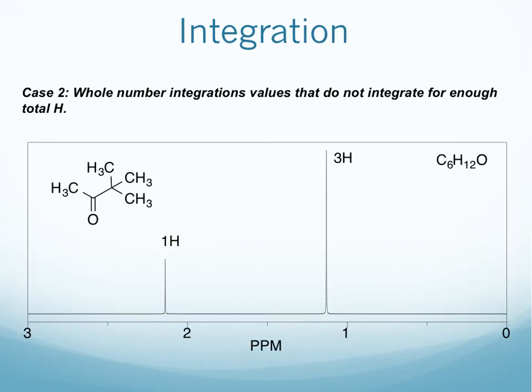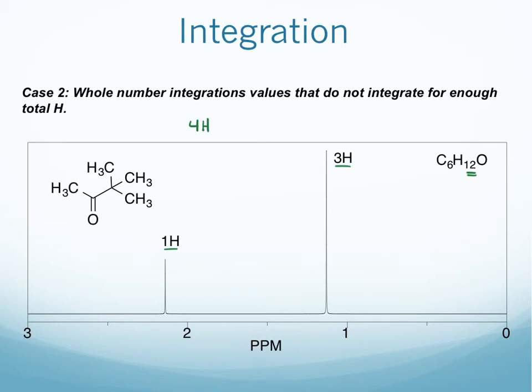In this second case, you're given whole number integration values like 1H and 3H, but they don't integrate for enough total hydrogen. So let's even assume you don't know what the structure is, but maybe from some other data you have the molecular formula. And we know that we need a total of 12 hydrogen. Well, if you add up the number of hydrogen in the spectrum, we have 1 hydrogen plus 3 hydrogen. This spectrum only integrates for 4 hydrogen right now.